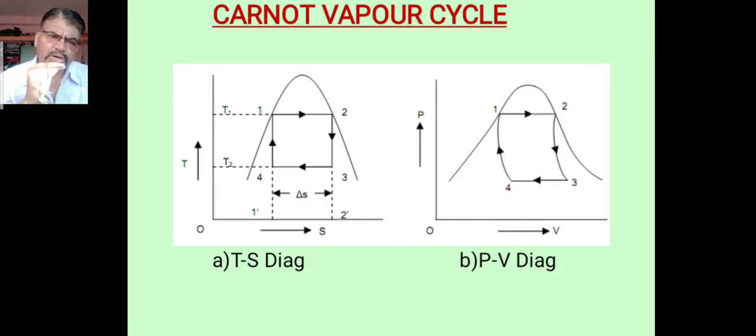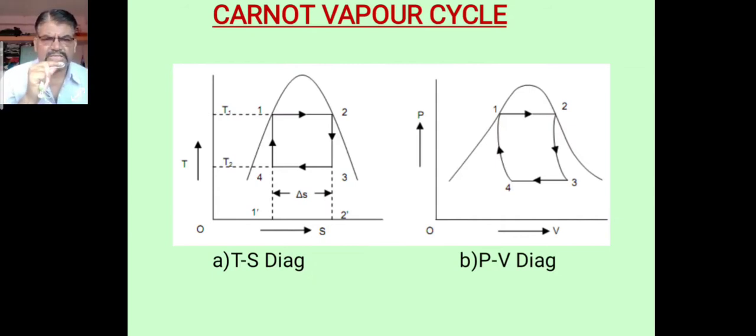And in between 3 to 4 there is a condenser. The phase change is happening. It means at the constant pressure there is a decrease in volume, and then again from 4 to 1 there is a pump. A pump tries to supply the water to the boiler. By that time the pressure increases and somewhat the volume also reduces.